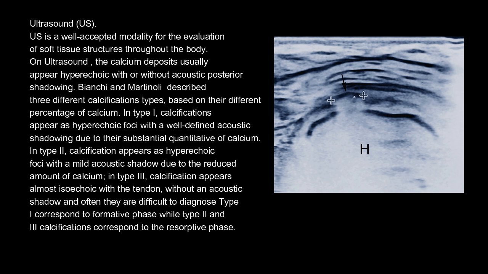In type 1, calcifications appear as hyperechoic foci, with a well-defined acoustic shadowing due to their substantial quantity of calcium. In type 2, calcification appears as hyperechoic foci, with a mild acoustic shadow due to the reduced amount of calcium. In type 3, calcification appears almost isoechoic with the tendon, without an acoustic shadow, and often they are difficult to diagnose. Type 1 corresponds to the formative phase, while type 2 and 3 calcifications correspond to the resorptive phase.